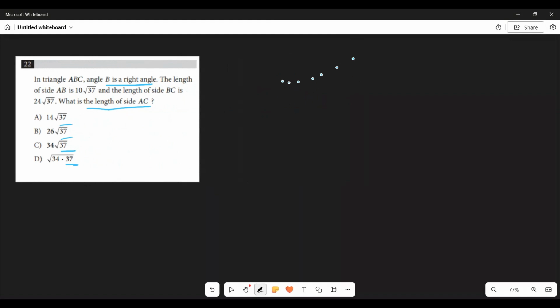So we know that this is going to be a right triangle. BC, and we know B is where the right angle is going to be. So AB is 10 root 37, and then they're saying BC is 24 root 37. And we need to know AC. Looking at our diagram, AC is the largest length of the triangle, otherwise known as the hypotenuse of the triangle.